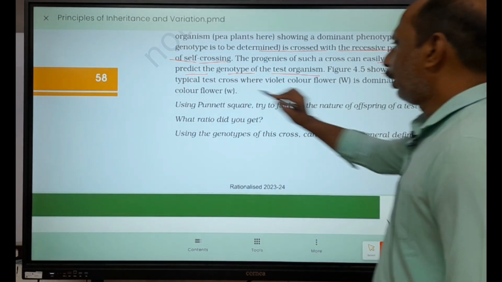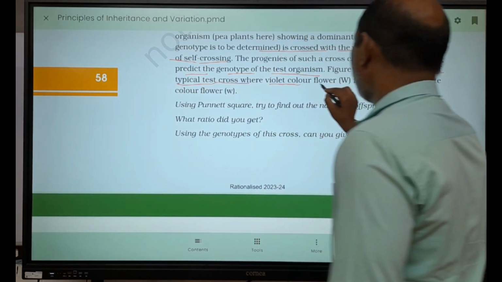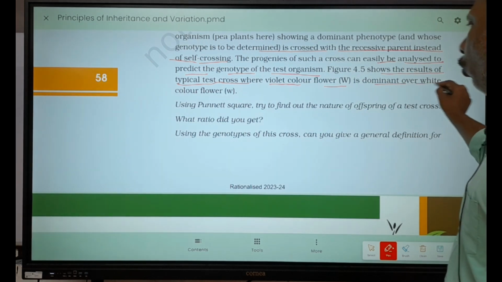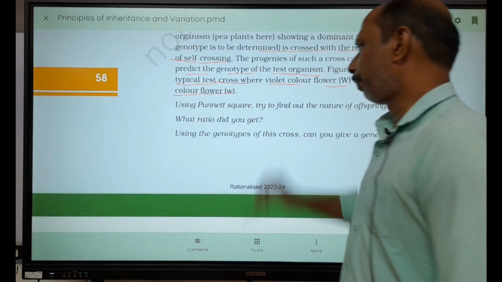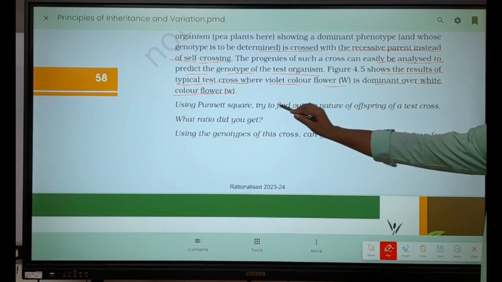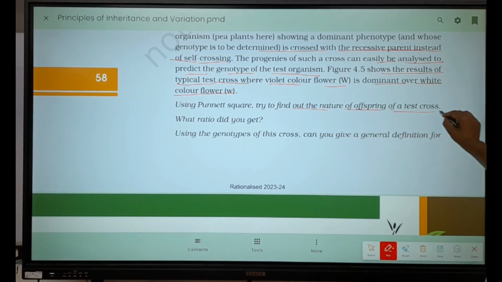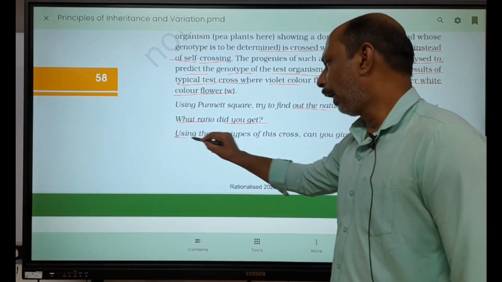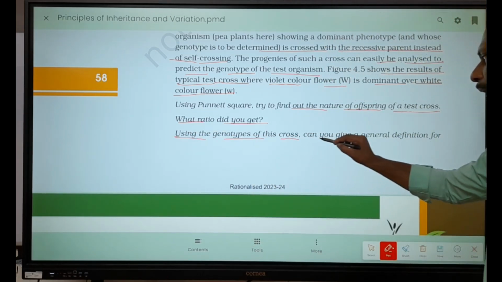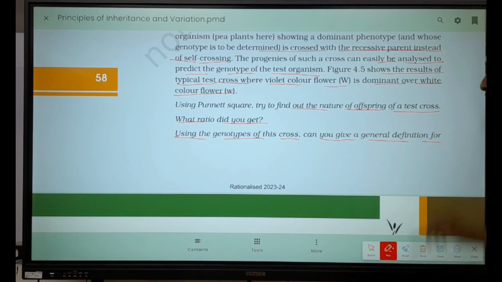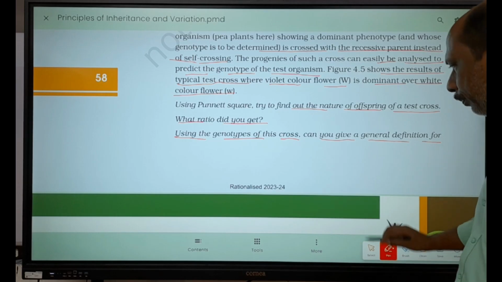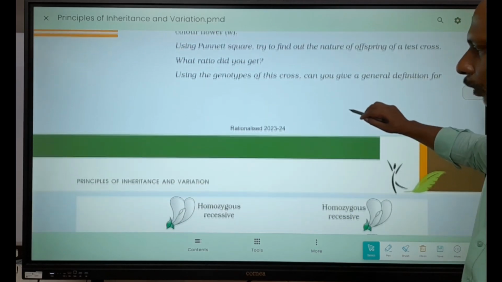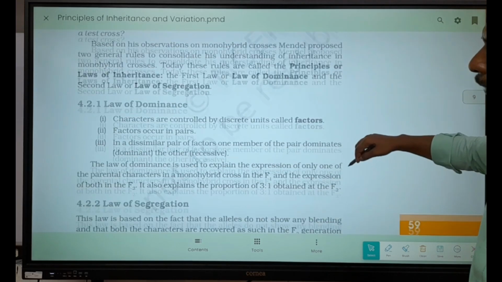Show the results of a typical test cross where violet color flower is dominant over white color flower. Using Punnett square, try to find out the nature of offspring of a test cross. What ratio do you get? First thing is given, and using the genotypes of this cross, can you give the general definition for a test cross? The definition for the figure is given, we will read this one.